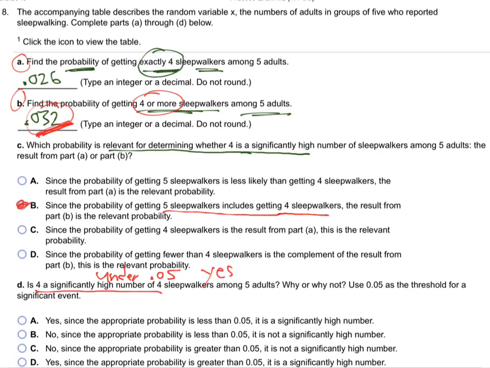So, like in my family, bunch of sleepwalkers. So it's obviously no luck. It's from my wife's genes. So, does that make sense?